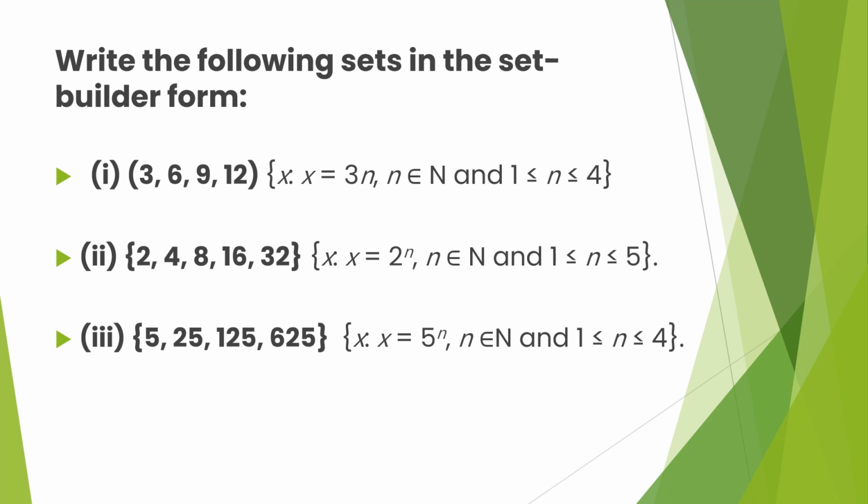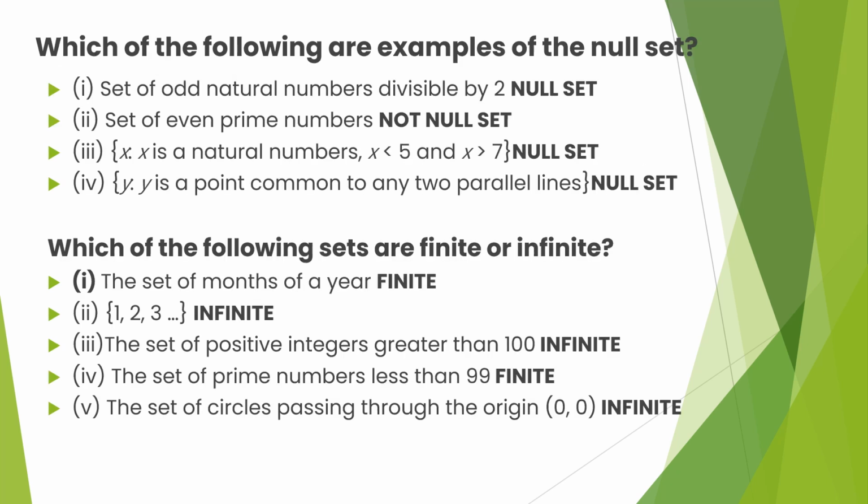Second one, 2, 4, 8, 16, 32. Here you can see it is a square. It is a different powers of 2. 2, 2 raised to 2, 2 raised to 3 and so on. So x is equal to 2 raised to n, where n is a natural number and n is between 1 and 5. 5, 25, 125, 625. Similarly here x such that x is equal to 5 raised to n, n belongs to N, 1 less than or equal to n, less than or equal to 4.